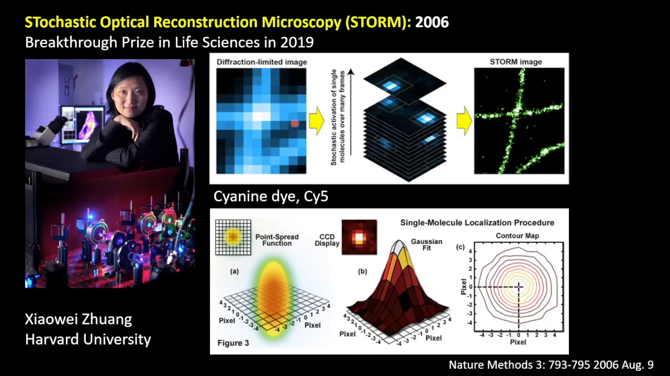So Eric Betzig used the fluorescent protein, and Xiaowei Zhuang's group used this photoactivatable fluorescent dye. Because you know the point spread function, and by Gaussian fitting, you know the coordinate. By accumulating thousands of images, you get what her group calls STORM, Stochastic Optical Reconstruction Microscopy. It's just a different name. This paper was first published in Nature Methods, actually earlier than Eric Betzig's paper. It was published in August.